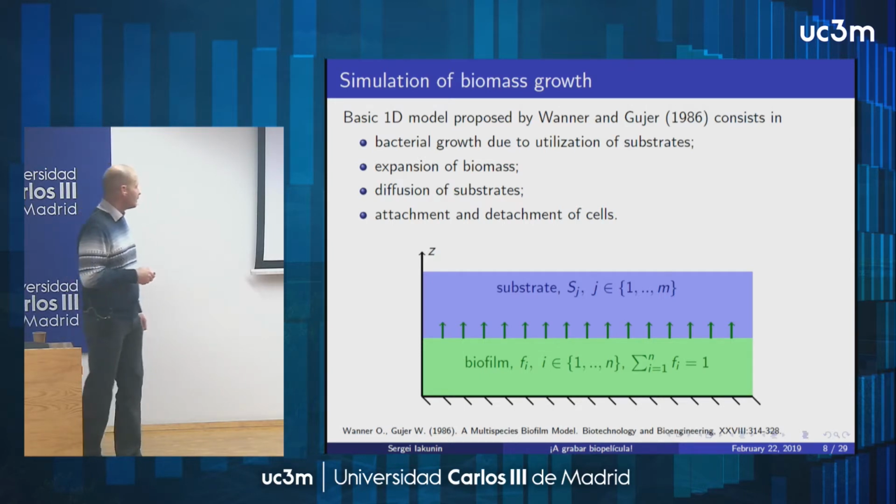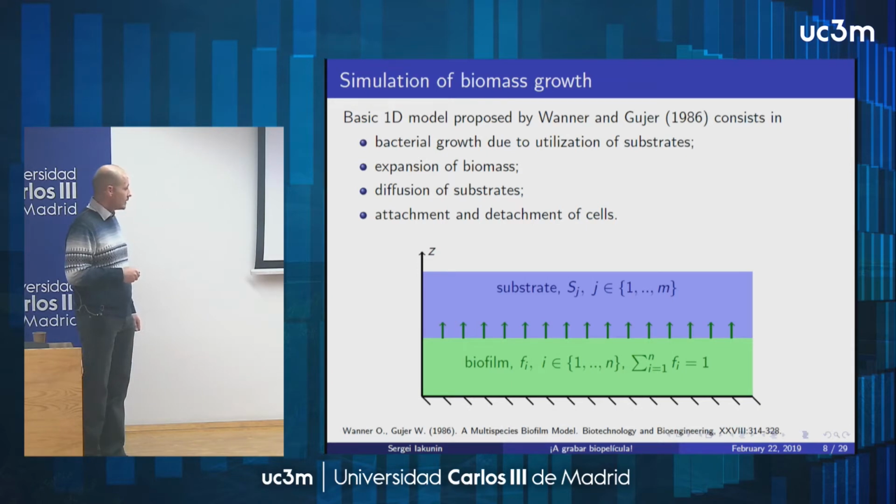First one is production of extracellular matrix due to utilization of substrates. Second part is expansion of the boundary of biofilm. Third part is diffusion of substrates, in bulk fluid and also inside the colony, inside the biofilm. And the last part is the possibility of attachment and detachment of bacterial cells due to external flow.